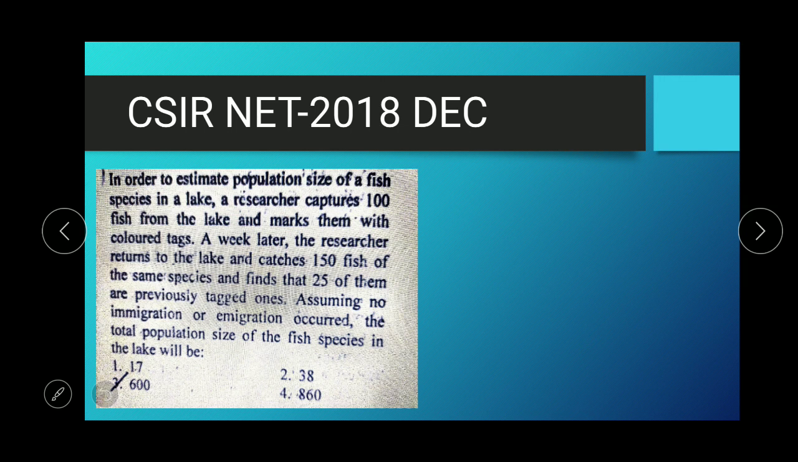Now you can see another question. This question is from CSIR NET 2018 December. In order to estimate the population size of a fish species in a lake, the researcher captures 100 fish from the lake and marks them with a colored tag. So N1 is equal to 100. Then a week later, the researcher returns to the lake and catches 150 of the same species. So N2 will be 150. Among the 150 captured, 25 were previously tagged, so N3 will be 25.